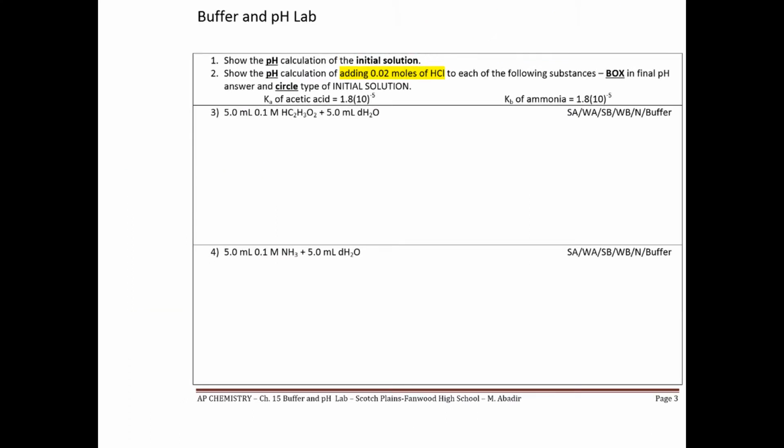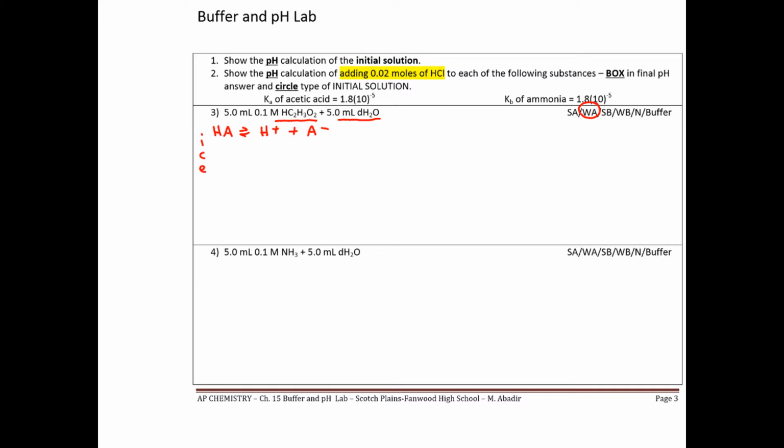Now on number three, we're looking at HC2H3O2, which is a weak acid, and we're diluting it with distilled water, so we know there's a weak acid. Again, if you have a strong or weak or a buffer, in this case we have a weak. How do you handle a weak? You do ICE and Ka. So simply you could write HA goes to H plus and A minus. You're going to do ICE.